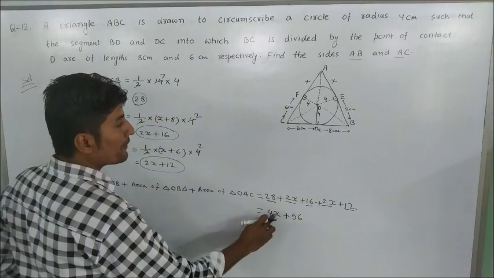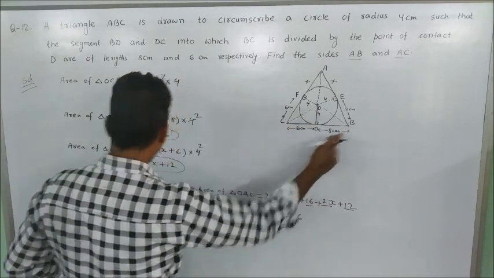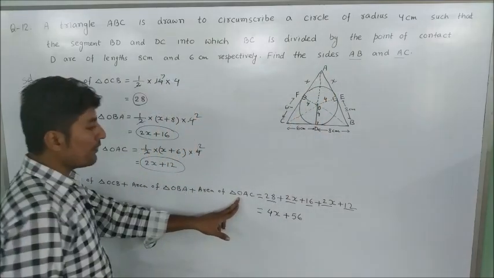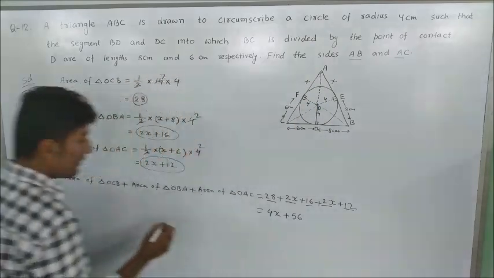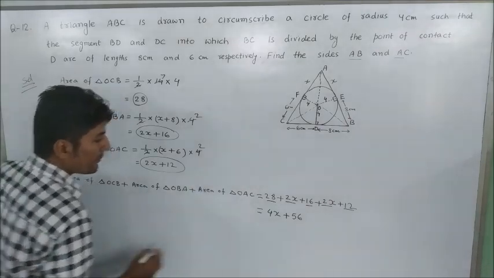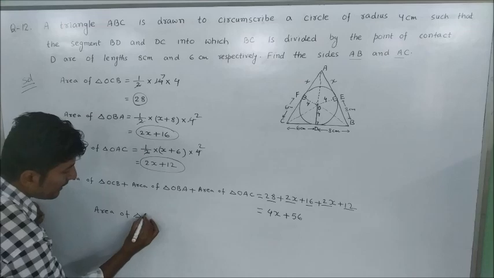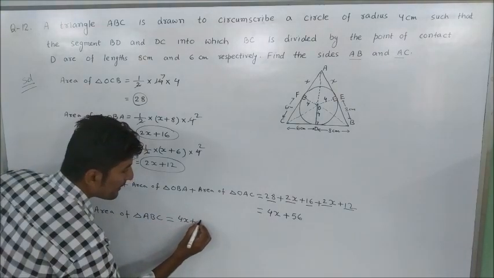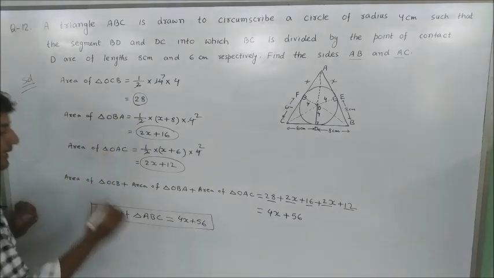So this is the area of triangle OCB plus area of triangle OBA plus area of triangle OAC. If we add all the areas of the triangles, then we will get the area of triangle ABC. The sum of all these areas of triangles will be equal to the area of triangle ABC, which is 4x plus 56. So we got the area of triangle ABC.